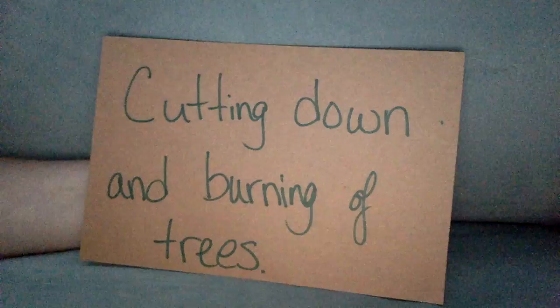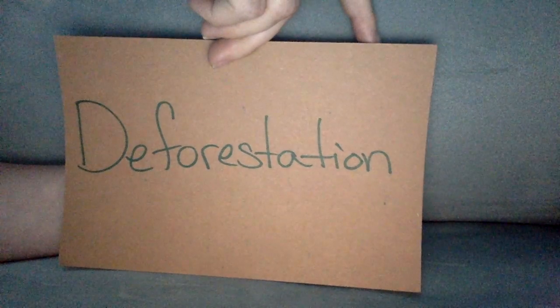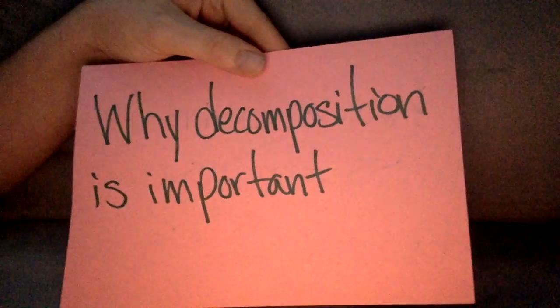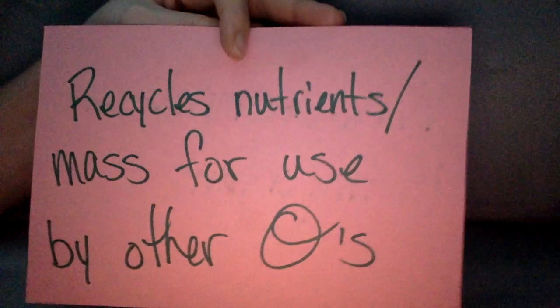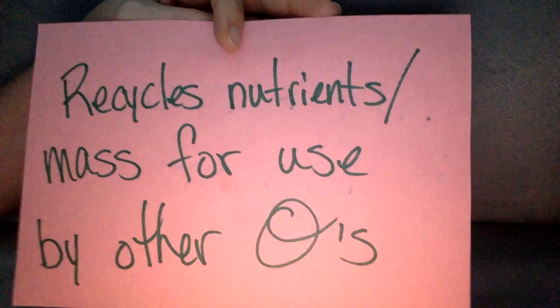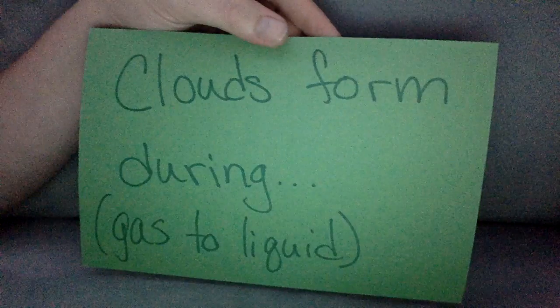The cutting down and burning of trees is called deforestation. Why is decomposition important? Because it allows nutrients to be recycled for use by other organisms. When gas changes to a liquid and clouds form, this is called condensation.